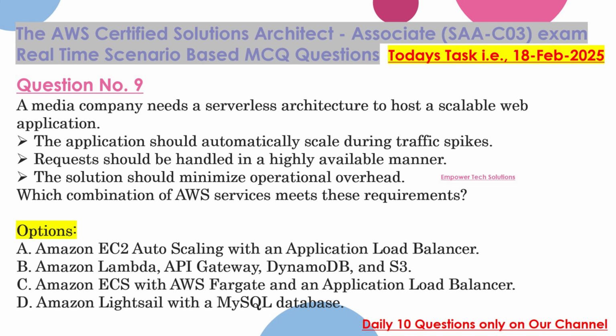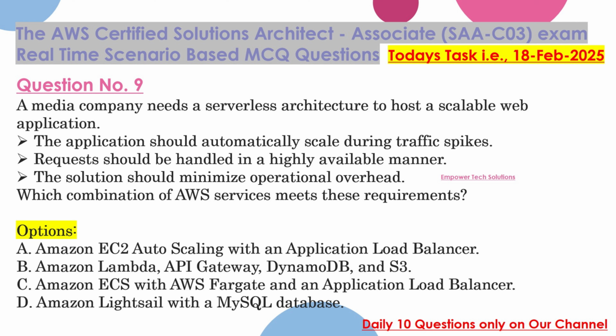Question 9. A media company needs a serverless architecture to host a scalable web application. The application should automatically scale during traffic spikes. Requests should be handled in a highly available manner. The solution should minimize operational overhead. Which combination of AWS services meets these requirements?